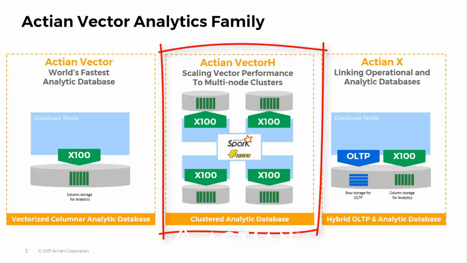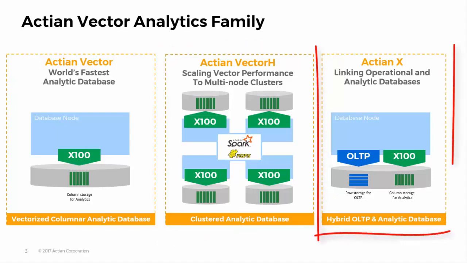It's quite amazing. It scales linearly. So let's say you were getting 1 million transactions an hour on your single server, and you scale that to 10 nodes of identically configured hardware, you can expect that you would get 10 times that throughput, or 10 million transactions in an hour. The third product that's part of the Vector family is Actian X.